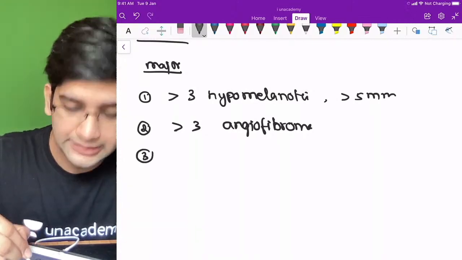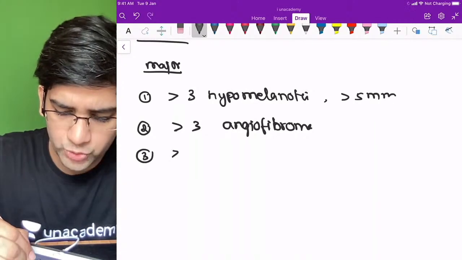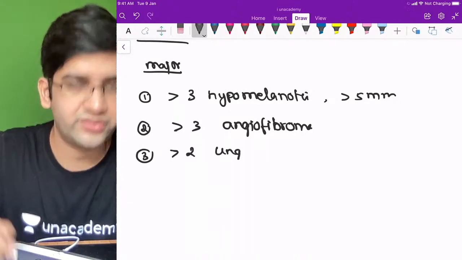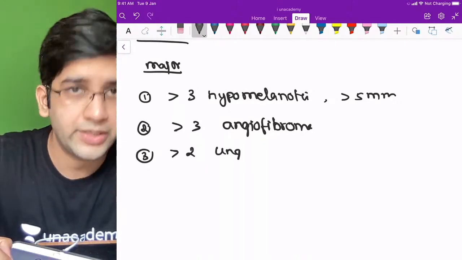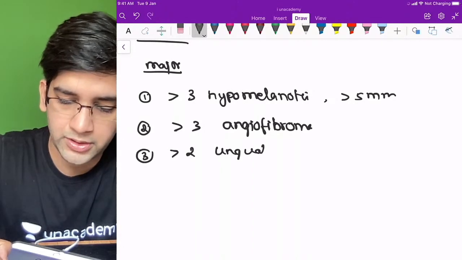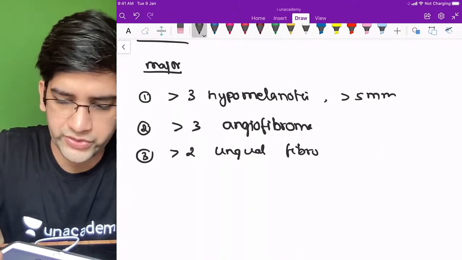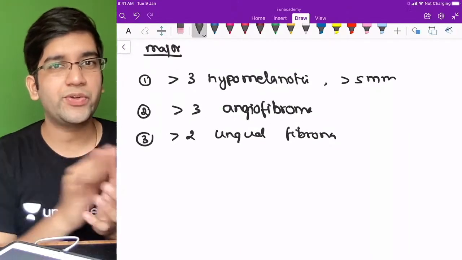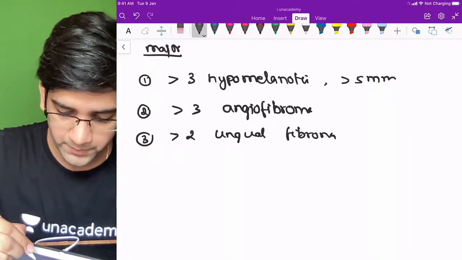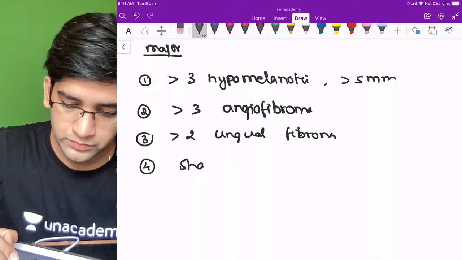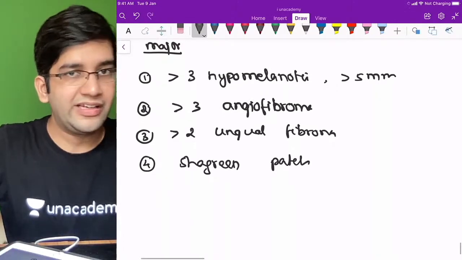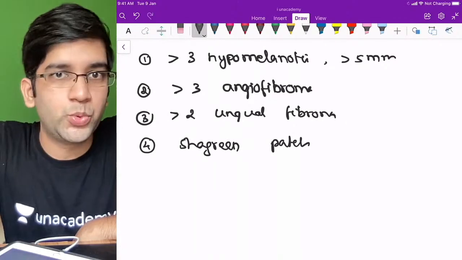And third, angular fibromas. You must have heard a different name for this. And angular is beneath the fingernail bed, right? What's the other name for this? You must have heard of skin tumors, right? More than 2 angular fibromas should be there. And these are neurocutaneous syndromes, right? Sjogren's patches. Okay. This is more of a clinical diagnosis. I don't want biopsy to prove it's a Sjogren patch.